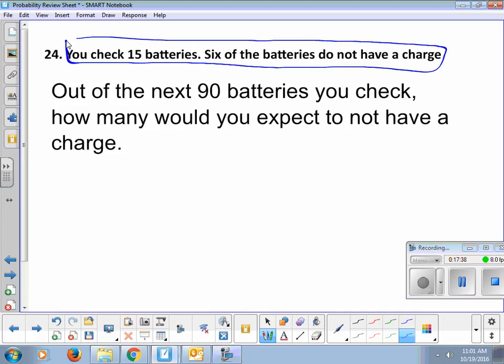how many of the batteries do not have a charge? 6 out of our total of 15. We want to find out how many out of 90 wouldn't have a charge. Does 90 go in the numerator or the denominator? Denominator, and we put x in our numerator.